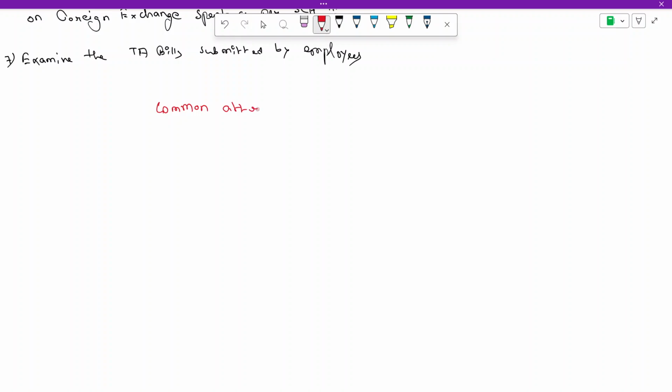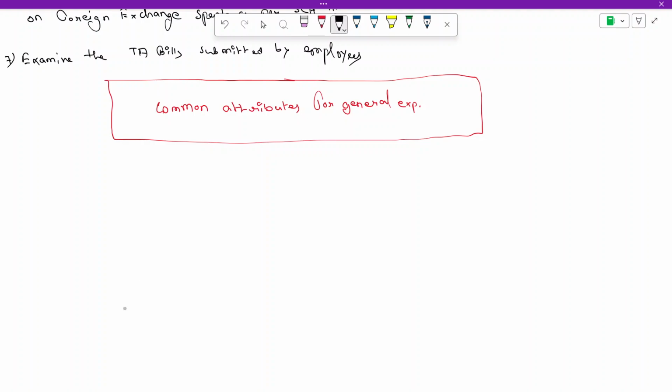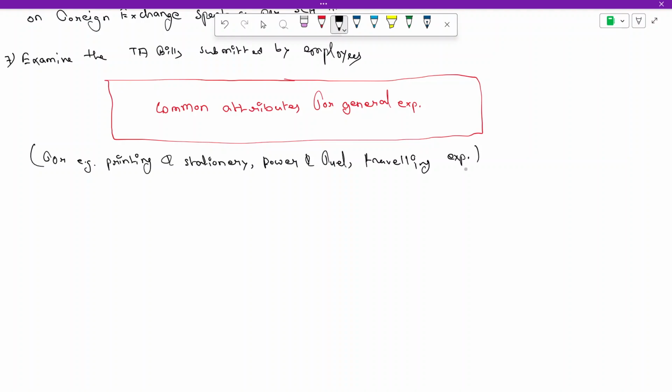Common attributes for general expenses. For example, printing and stationery, power and fuel, traveling expenses, etc. Okay.